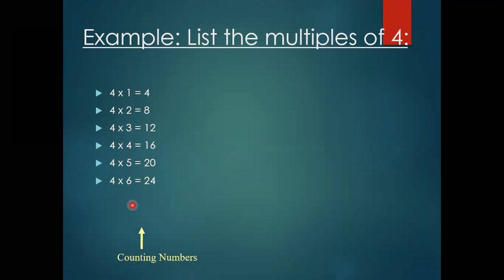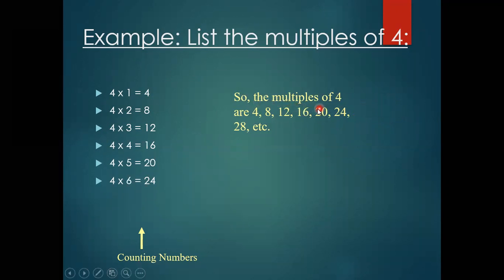So in order to find the multiple of a number, we want to multiply that number with counting numbers. So the multiples of 4 are 4, 8, 12, 16, 20, 24, 28, etc. If we want to calculate the next multiple, we multiply by 7. 4 multiplied by 7 is equal to 28, and next 4 multiplied by 8 is equal to 32. Like that we calculate.